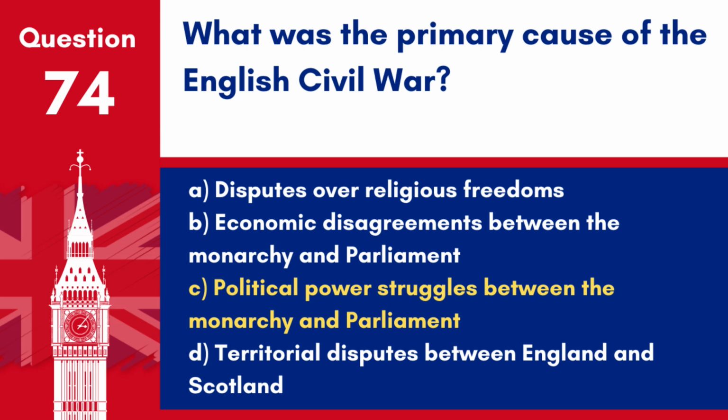Answer: C. Political power struggles between the monarchy and Parliament. The English Civil War was primarily caused by deep-seated political power struggles between the monarchy, led by King Charles I, and Parliament, driven by issues of governance and authority.